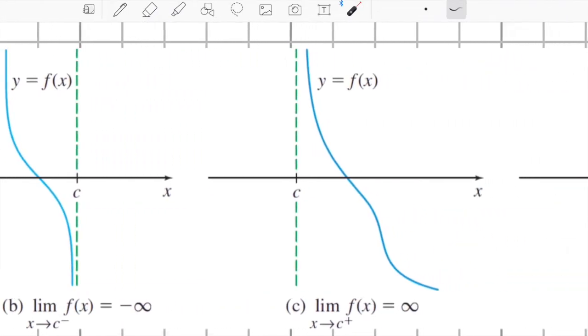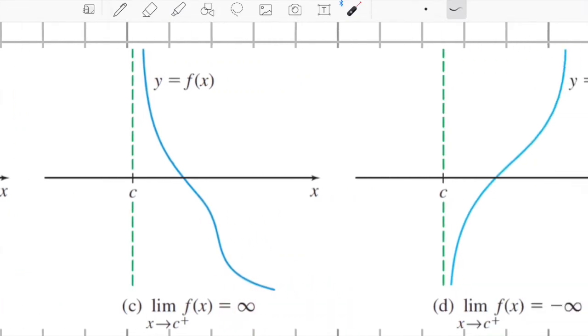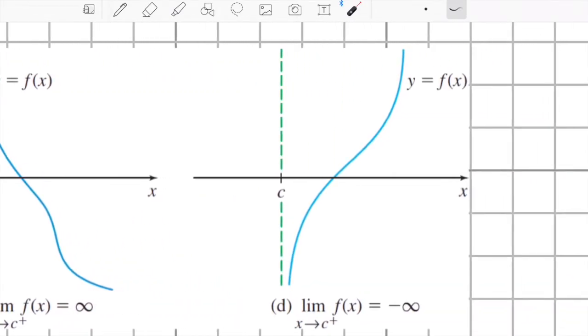The other possibility is that if you approach c from the right, what's the graph doing? Follow the graph. The graph is increasing without bound in the positive direction. So that means that the limit is infinity. And the last possibility is if you approach c from the right, again, what's the graph doing? The graph is decreasing without bound. So therefore, that means that it's going towards negative infinity. That will be the limit.